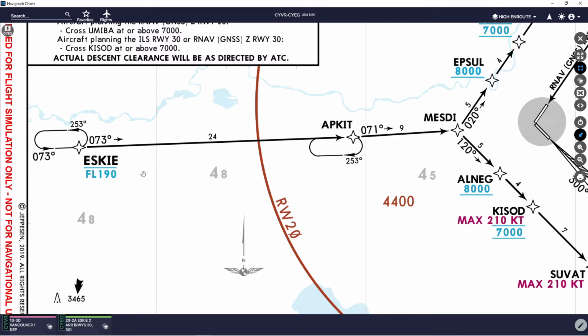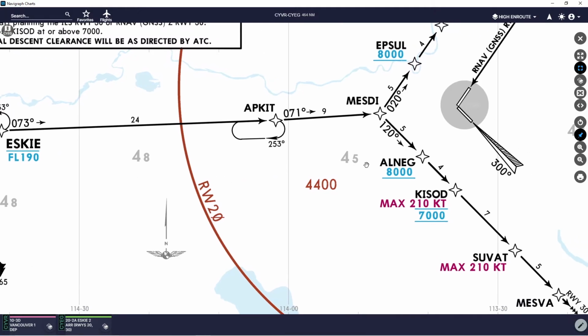So in this case, we need to be at the Eski intersection below flight level 190. Notice how the flight level 190 is written below the line. So we need to be below flight level 190. And then if we go down to LNAG, see how the line is below the 8,000, but the 8,000 number is above the line. So we need to be at or above 8,000 feet.